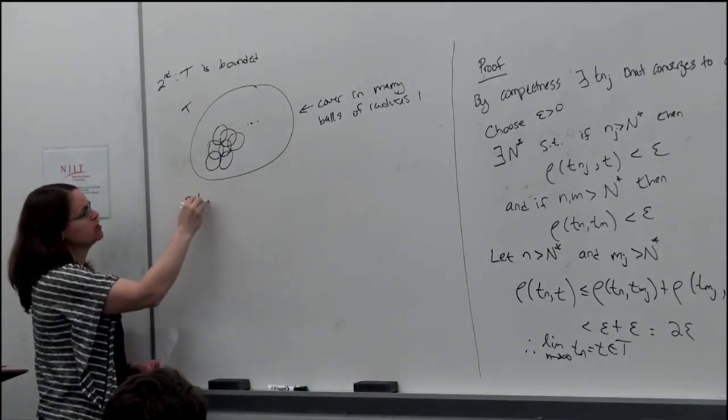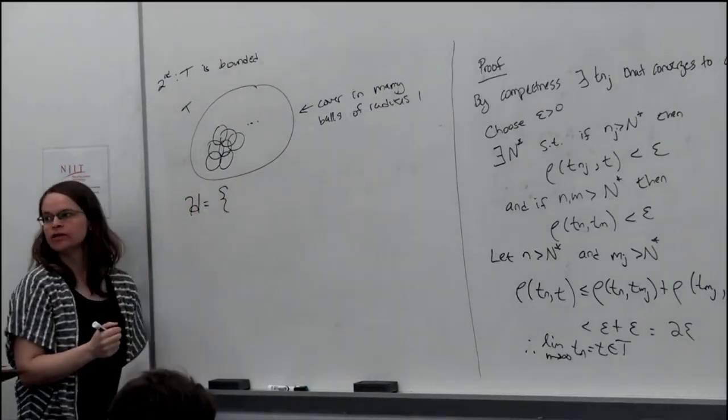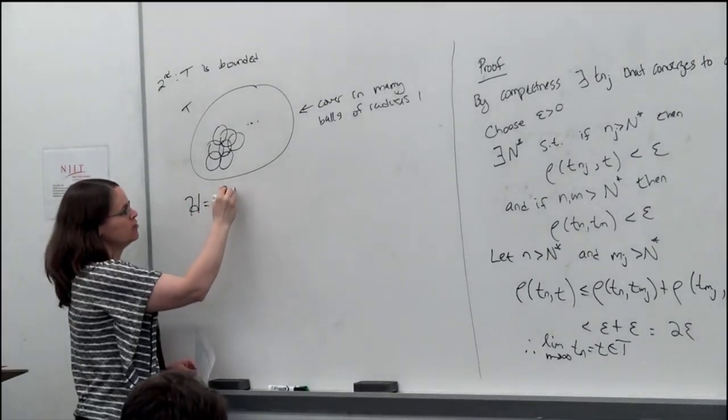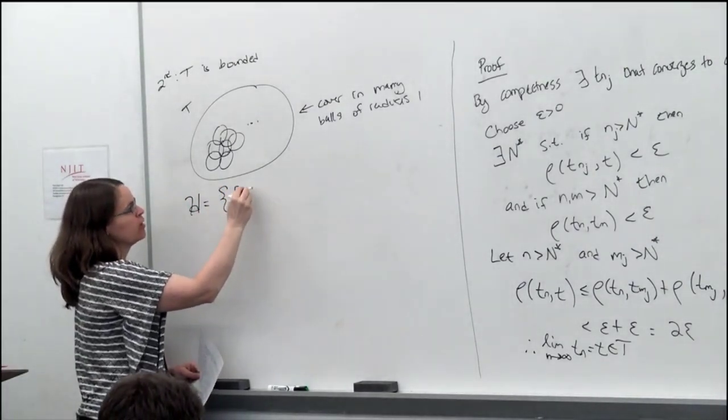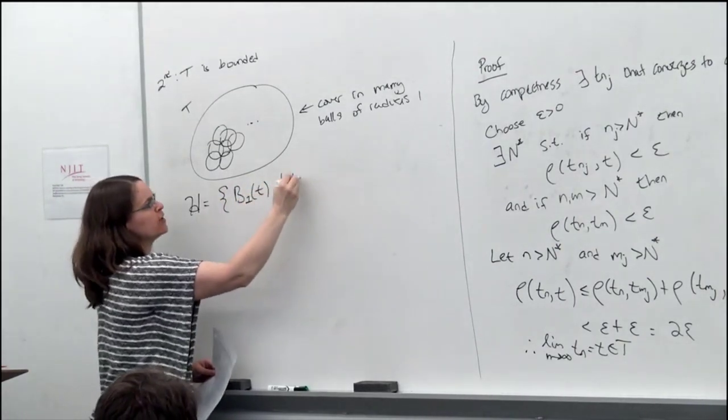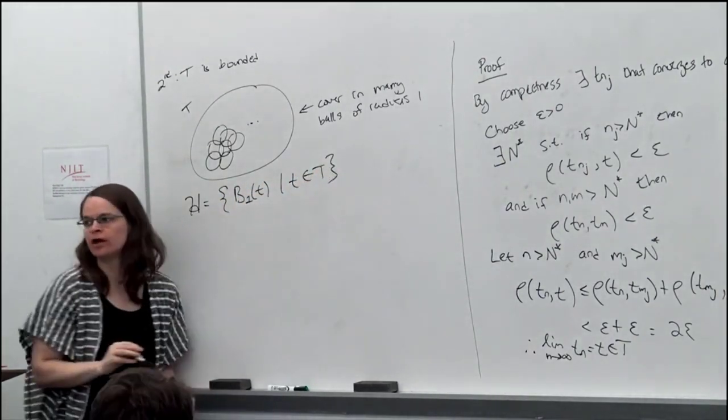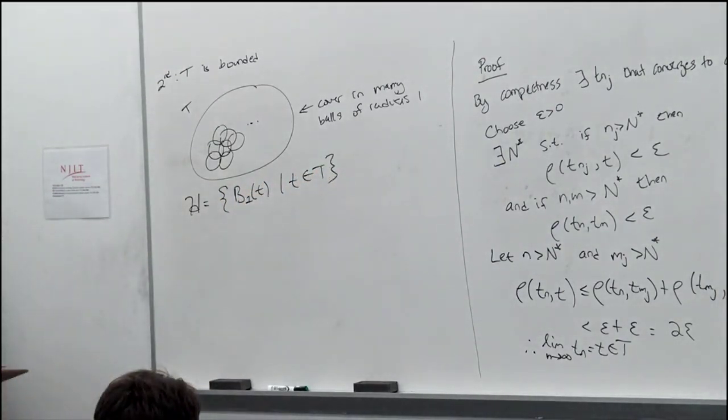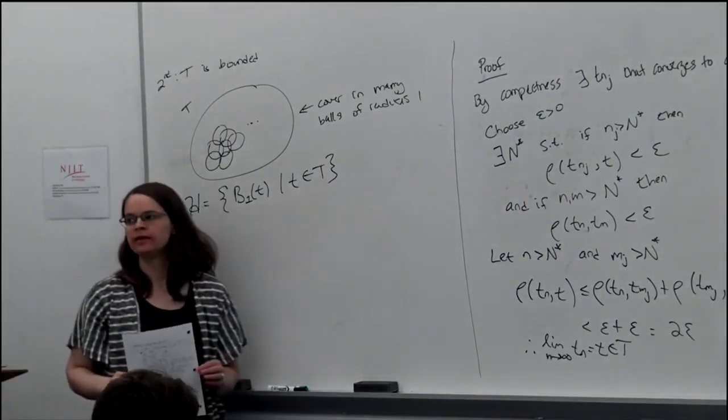Okay, so H, my open covering, is going to be the collection of all balls of radius 1 about every point in the set. So again, overkill. I've stuck an open set around every point. There might be a lot of these.